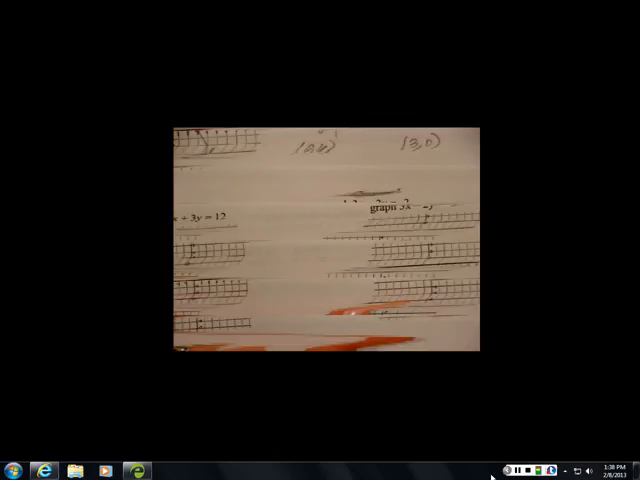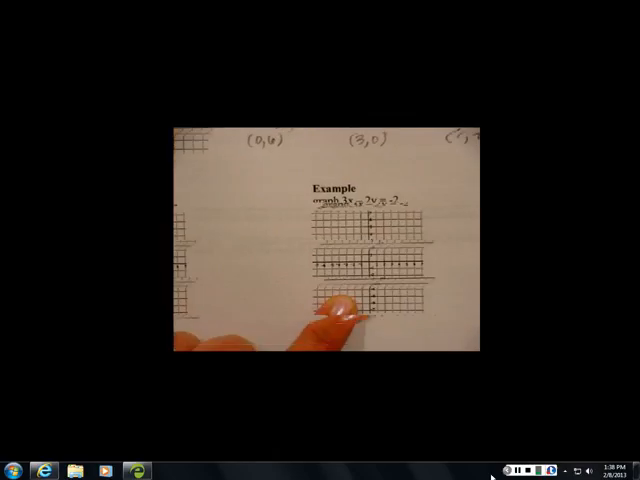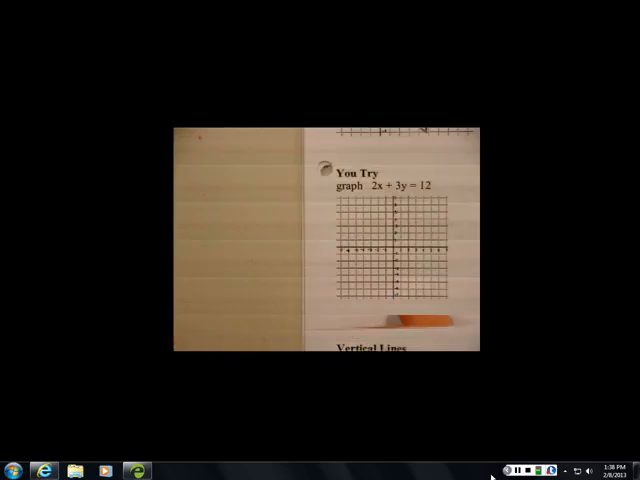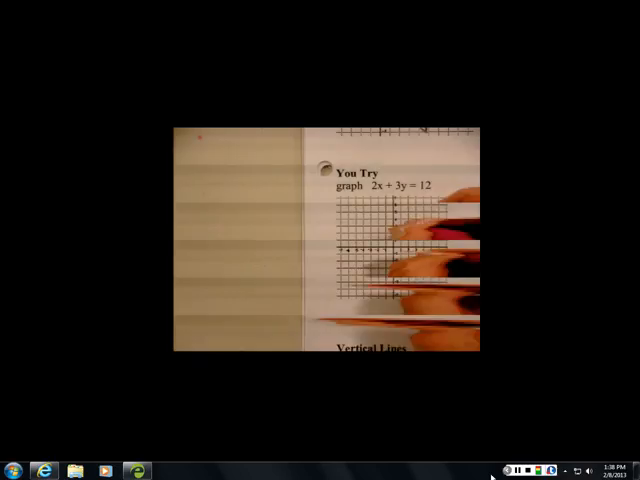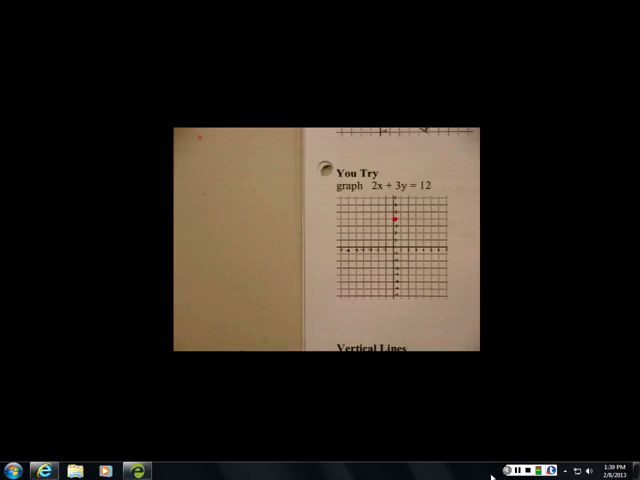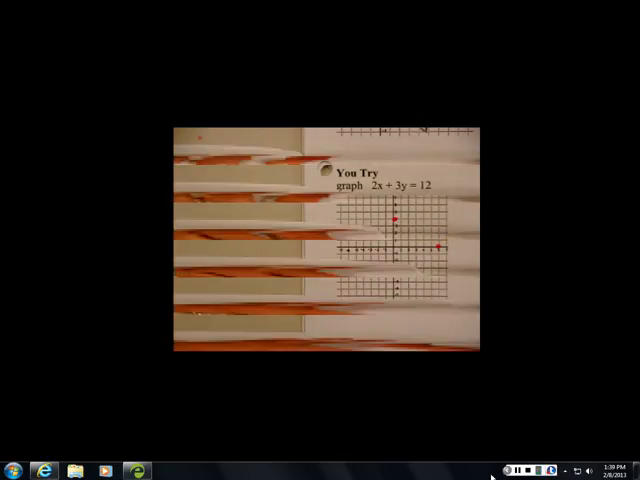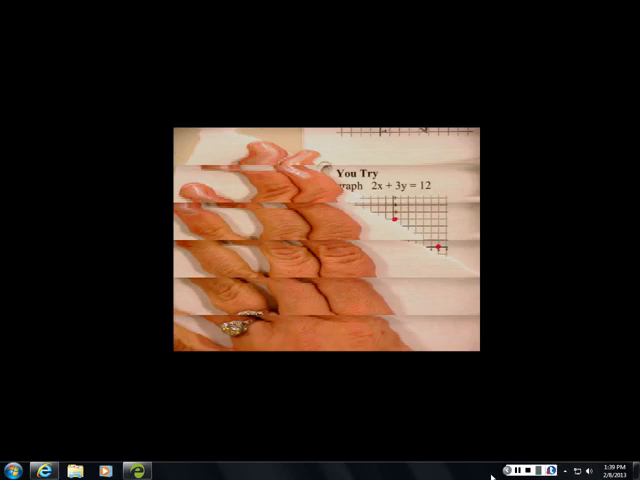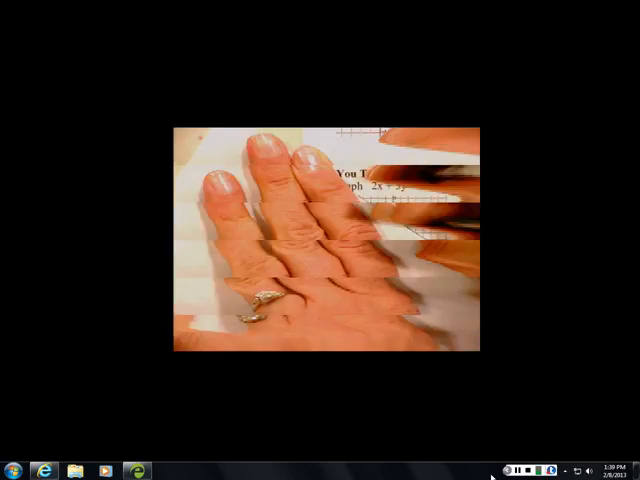Let's take a look at the example. For this one, I'm sure you paused it and did it. You should have got 4 for your y-intercept. You should have got 6 for your x-intercept, and then whatever your test point is, along the way, it should all line up. So for the u-try, you should have landed on this. Okay. Example.